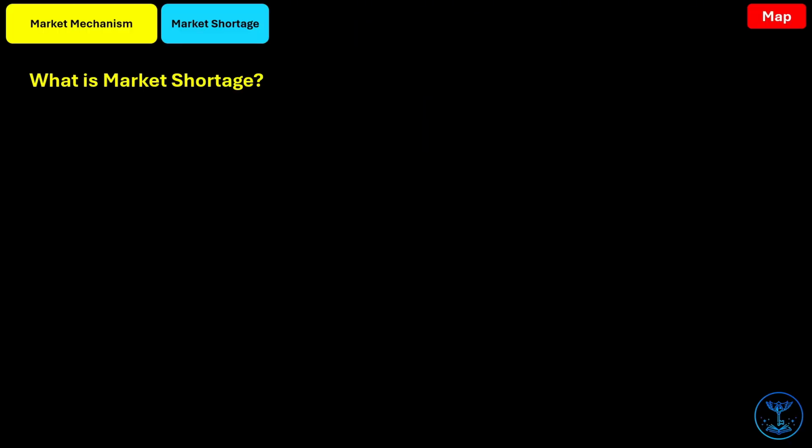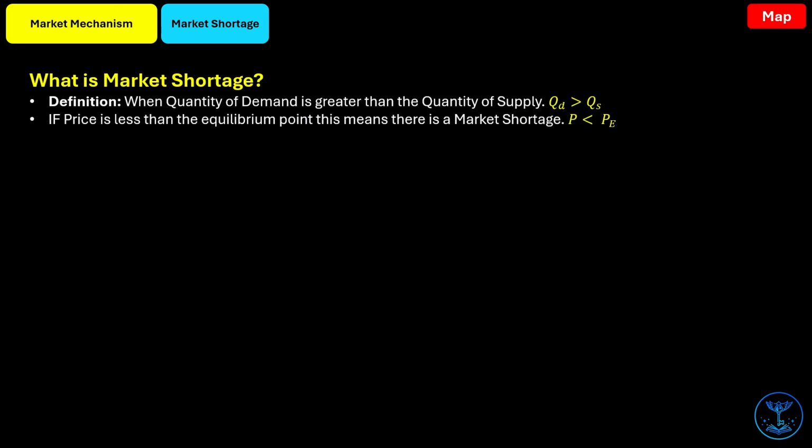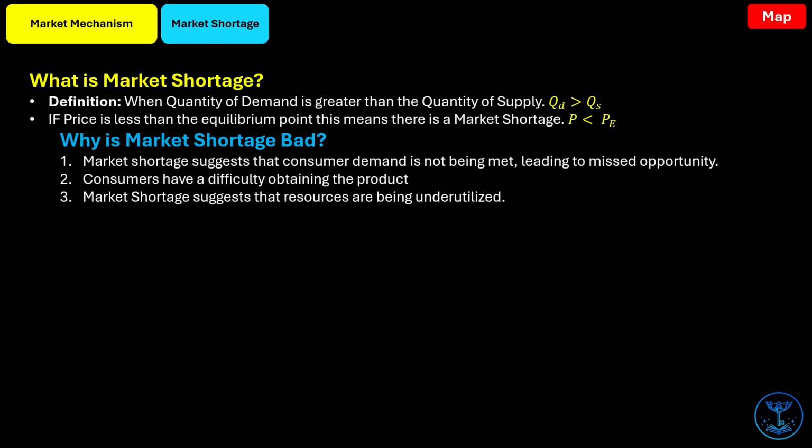All right, so now what is market shortage? So the definition, so when the quantity of demand is greater than the quantity of supply, so if price is less than the equilibrium point, this means there is a market shortage. So why is market shortage bad? So one, market shortage suggests that consumer demand is not being met, leading to missed opportunities by the company. Two, consumers have a difficulty obtaining the product. And then three, market shortage suggests that resources are being underutilized.